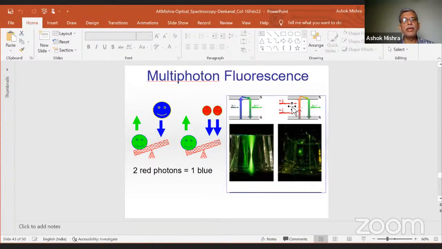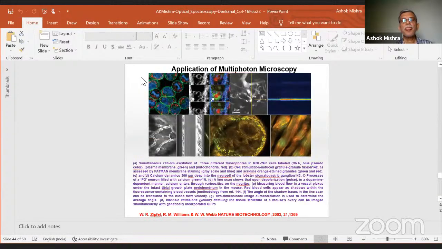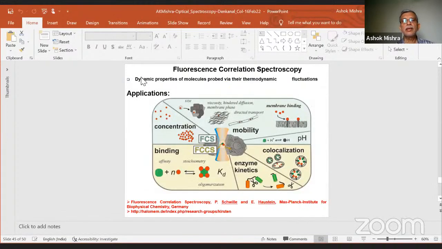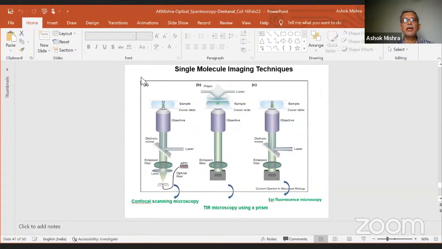Multiphoton fluorescence has come in. I will not go into detail of it. All that I can say is that two red photons can combine under the influence of a molecule to become a blue photon, and a blue photon means a higher energy photon. I can use lower energy photons, combine them to make a higher energy one, and then get a fluorescence out. A lot of applications there. This I will skip altogether.